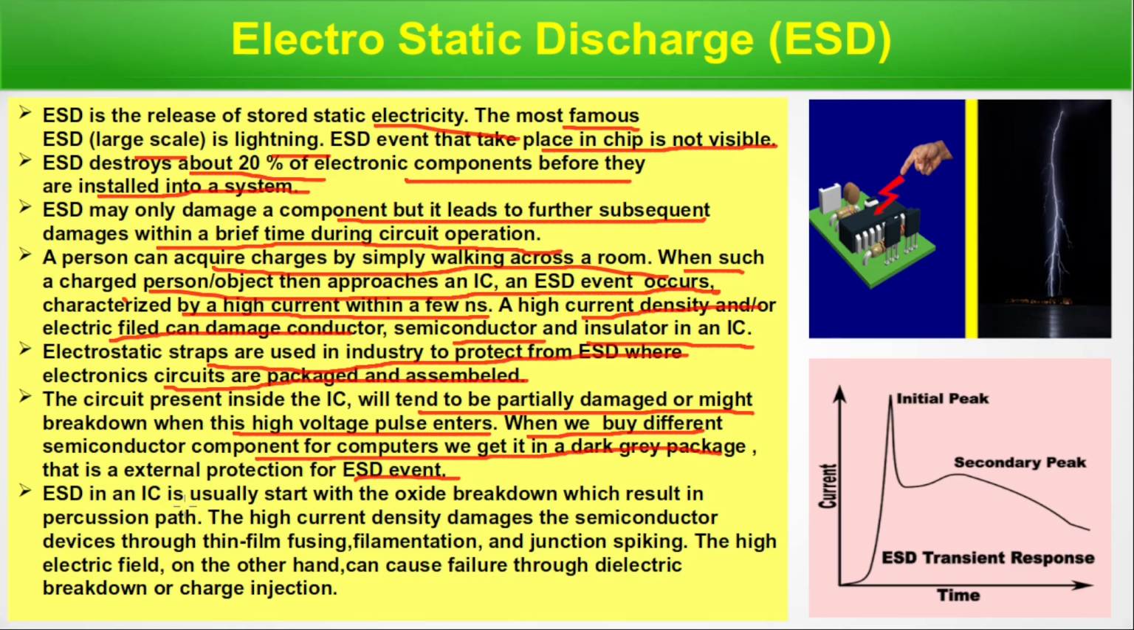ESD in an IC usually starts with oxide breakdown which results in a percussion path. The high current density damages the semiconductor devices through thin film fusing, filamentation and junction spike. The high electric field on the other hand can cause failure through dielectric breakdown or charge injection. So ESD is a very prominent condition where a device might get damaged. Within a very short period of time, huge current flows.